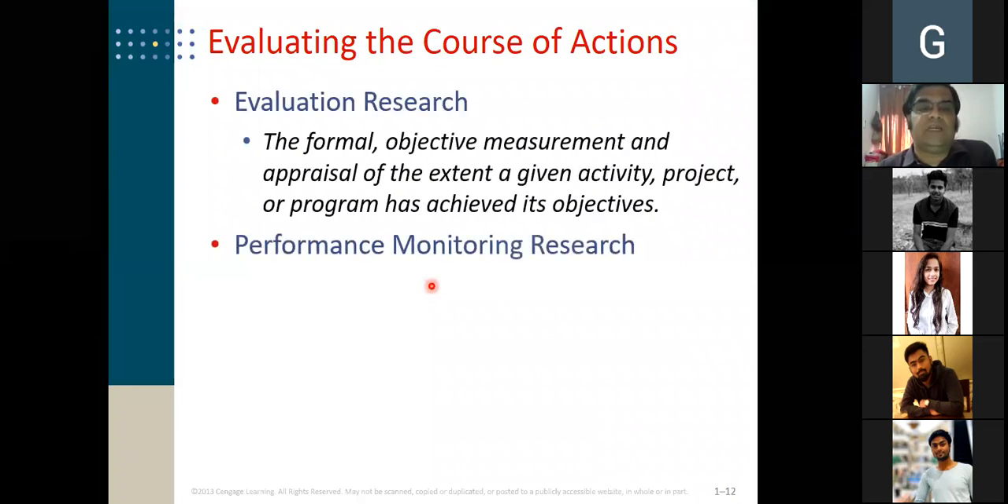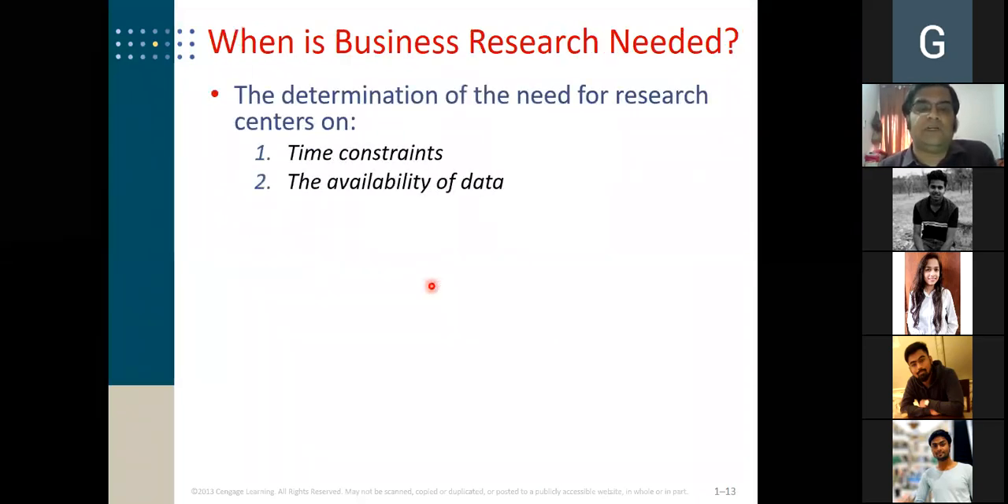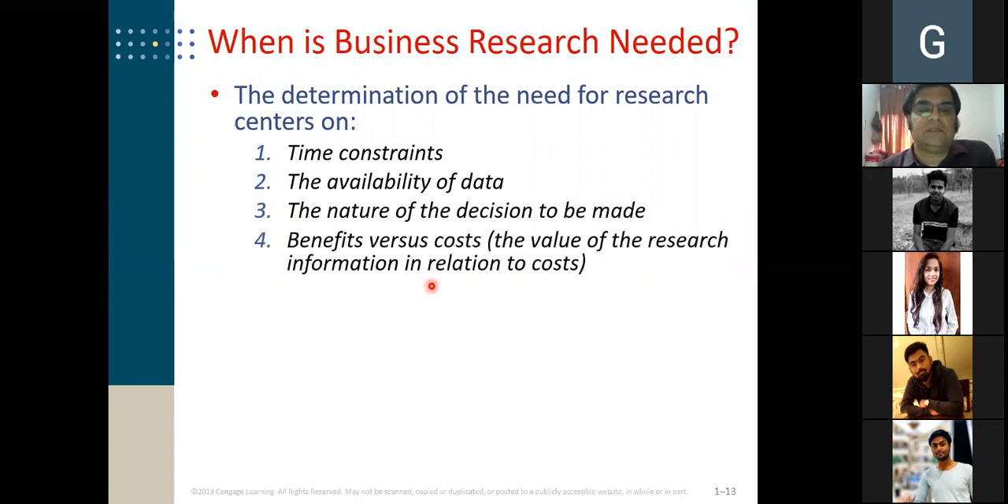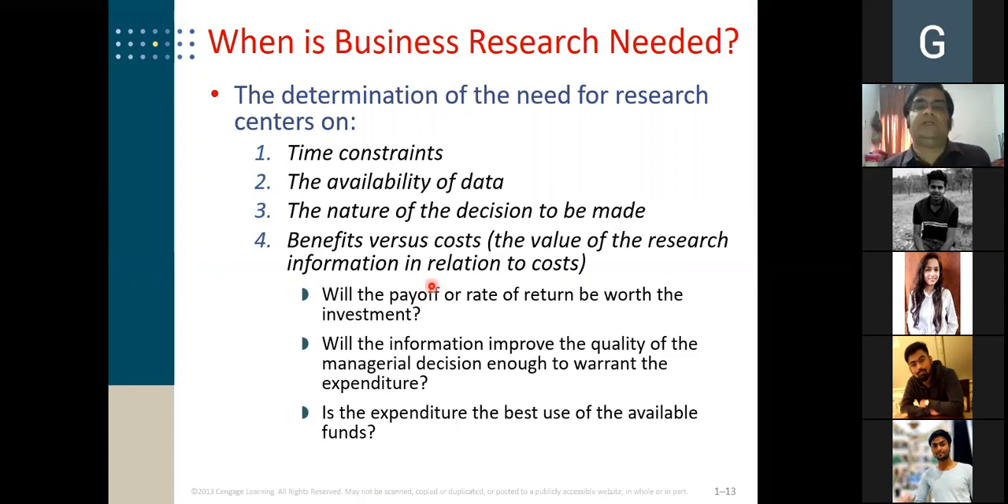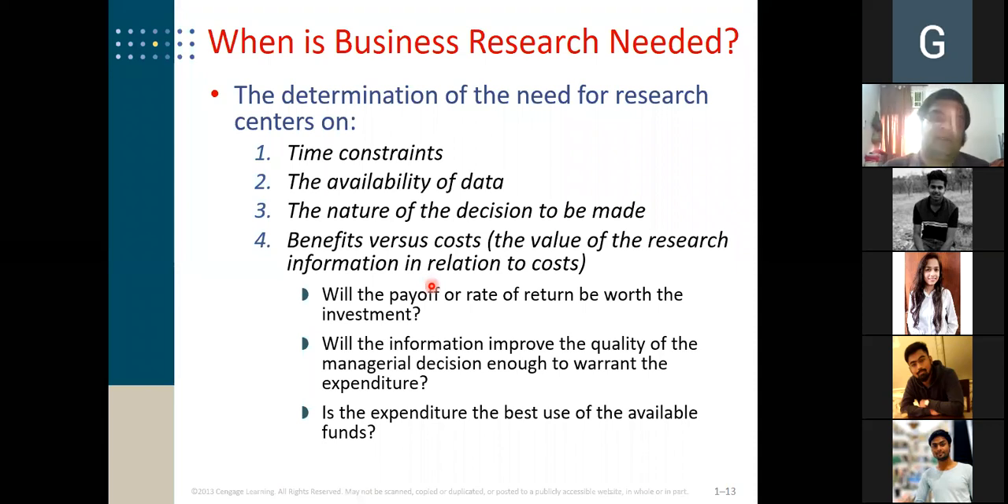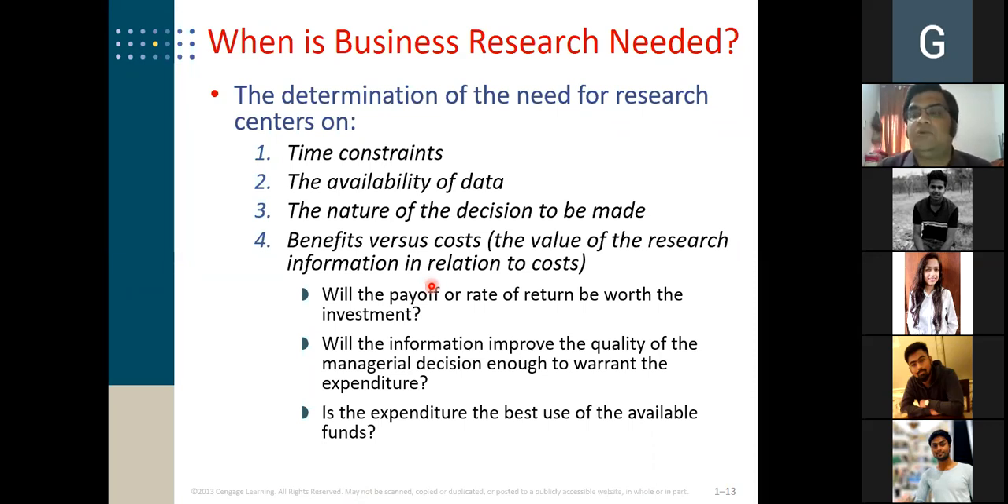So managerial value, yeah, this is very important. Please try to understand this. When is business research needed, right? Next we are going to discuss why should we do our research? That is my question. When should we do our research? When is business research needed? Number one factor will be time constraint. Suppose I have to take the decision within 5 days. I cannot do a research, because research is a very long drawn process. There are various steps. So number one, if there is a time constraint, I cannot go for a research.